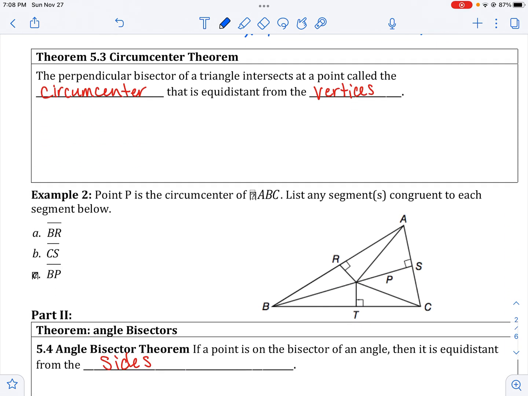Now the circumcenter, that's where my perpendicular bisectors of a triangle meet. And that circumcenter is equidistant from the vertices of the triangle. So let's look at one example here. I've got a circumcenter P.